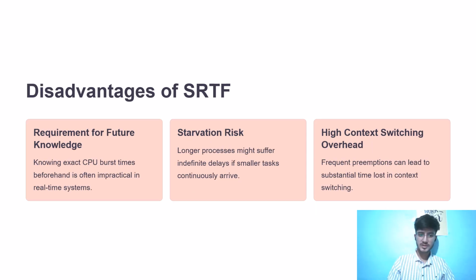Disadvantages are also there for SRTF. SRTF is impractical in real-life systems. It is only practical in books, because we cannot know the burst time beforehand in most processes. Starvation risk: longer processes might suffer indefinite delays if smaller tasks continuously arrive. Higher context switching overhead: frequent preemption can lead to substantial time loss during context switching.